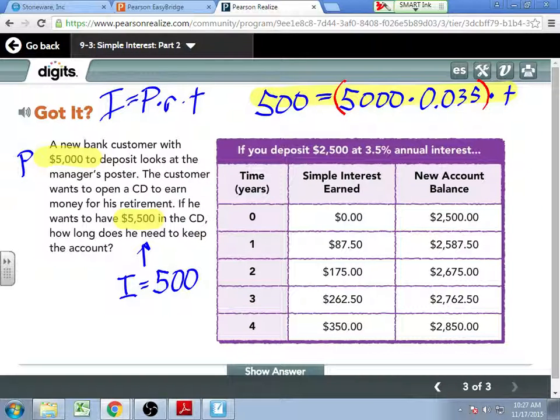So, 5,000 times 0.035. I got 175. Yeah, 175, right? So now we get 500 equal to 175 times t. Now I'm going to move it over here so I have a little bit of room to work. Who can tell me what we do to get my t by itself? Karen?